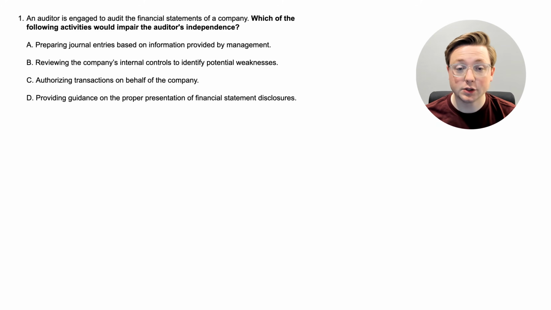Which of the following activities would impair the auditor's independence? An auditor is engaged to audit the financial statements of a company. So again, which of the following activities would impair the auditor's independence? A, preparing journal entries based on information provided by management. B, reviewing the company's internal controls to identify potential weaknesses. C, authorizing transactions on behalf of the company. Or D, providing guidance on the proper presentation of financial statement disclosures. So out of all those things, which one of these is going to impair the auditor's independence?